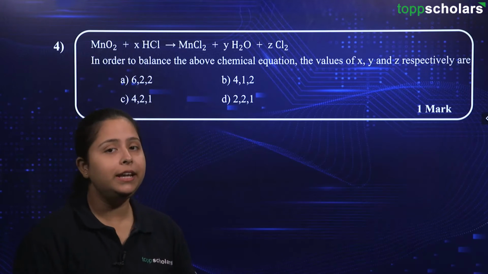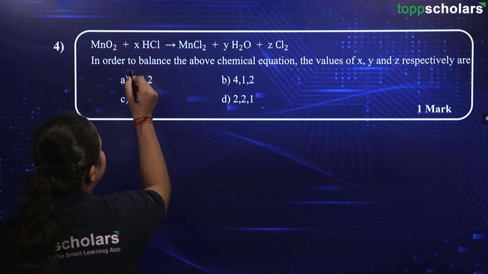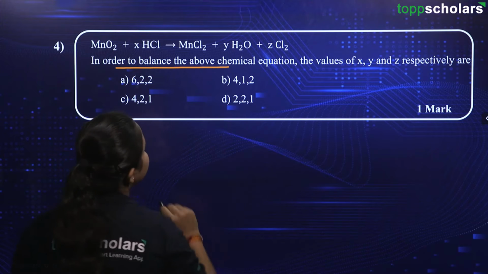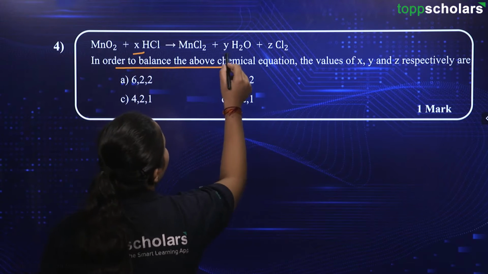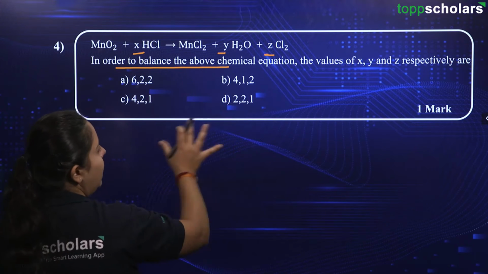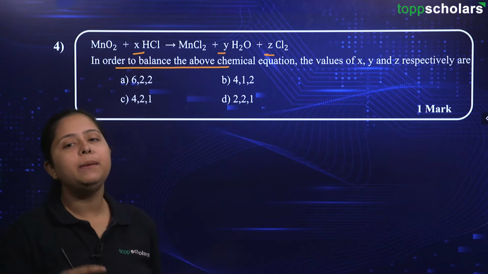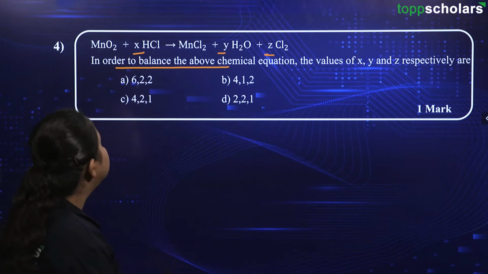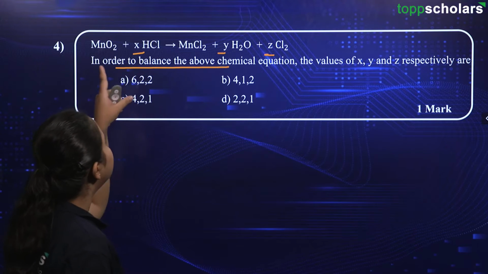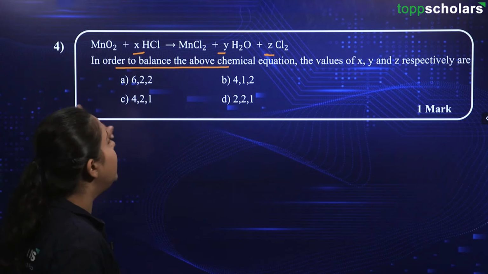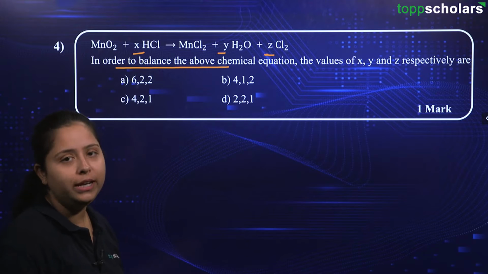Okay. The question here is, we are provided with the reaction. Here we are supposed to balance the above chemical equation and find out the values of X, Y and Z. Different combinations are given to you in options, hence this is a multiple choice question. So here friends, the chemical reaction undergone is manganese oxide reacting with hydrochloric acid, forming manganese chloride along with water and chlorine gas.